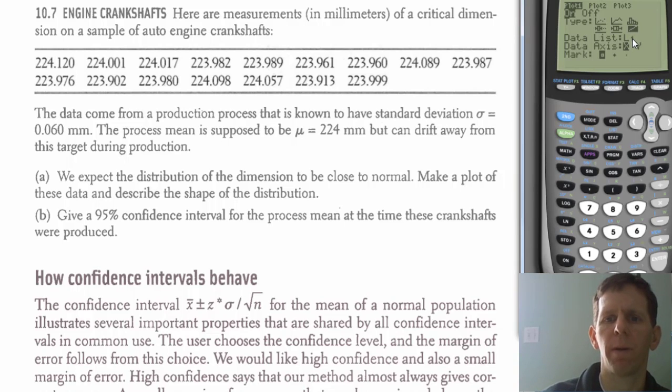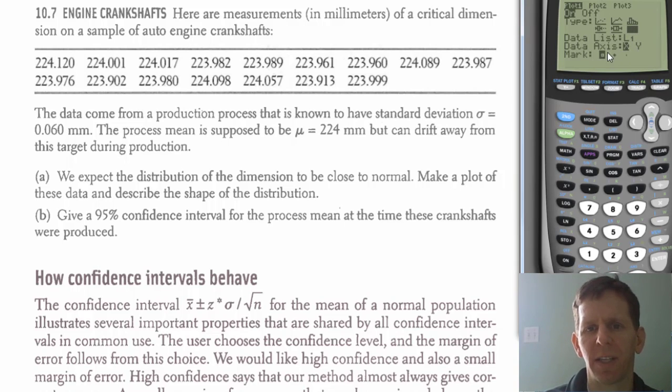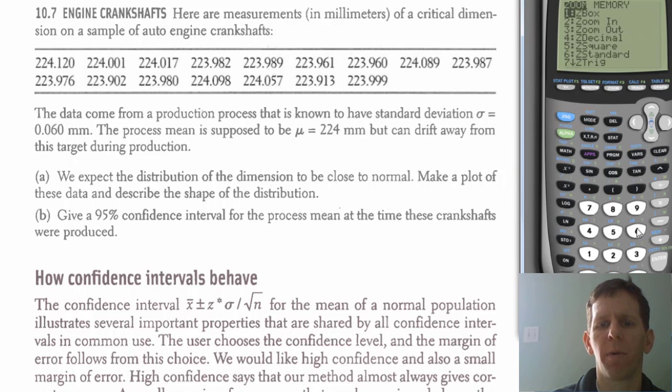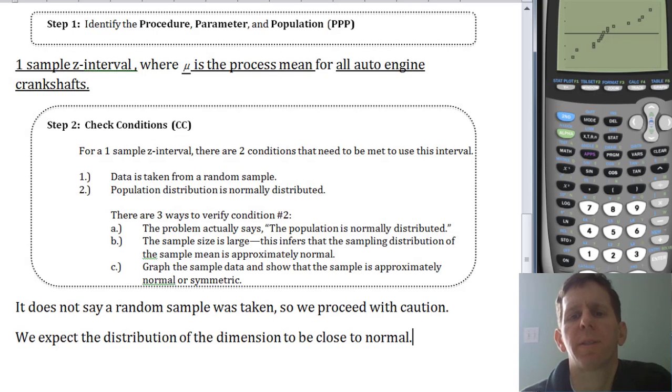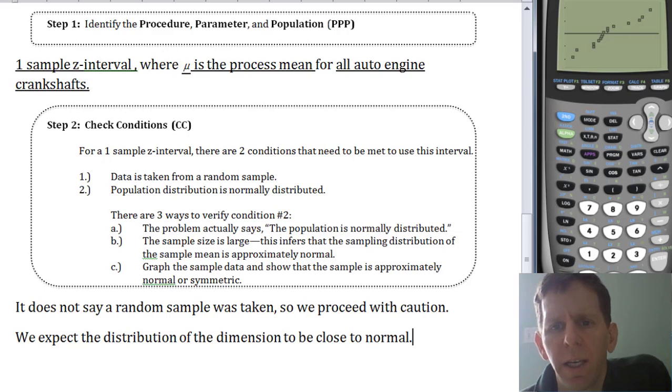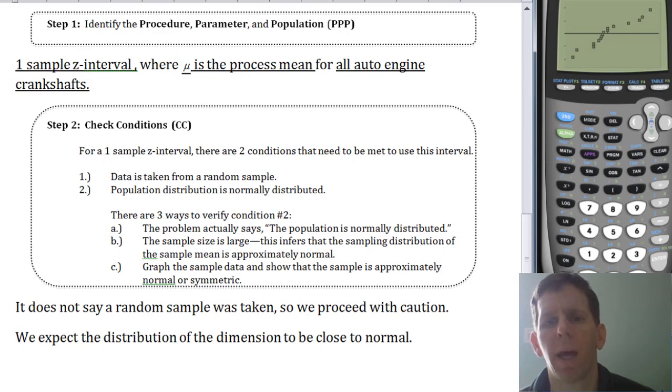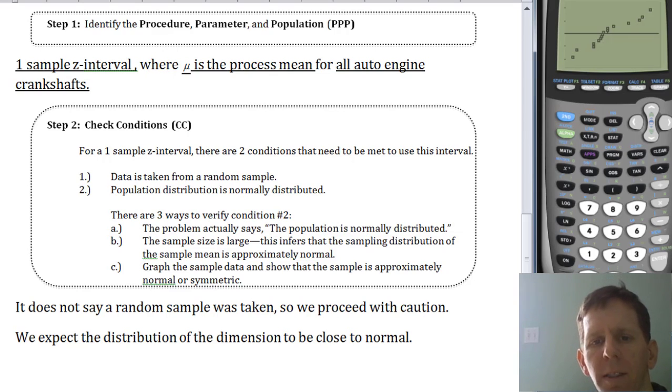If your data is in list 1, make sure that's your data list. We're going to set the data axis to X, and for our mark, I like to use a square. And we're going to do zoom 9 to fit a nice window to this data. When you do zoom 9, we get a graph that looks like this. Back in chapter 2, we said that if this data is approximately linear, then it's reasonable to assume that our sample data is approximately normal. And this graph here, it's not great, but I do see an outline of a line. It's not outstanding, but we're going to consider it good enough.